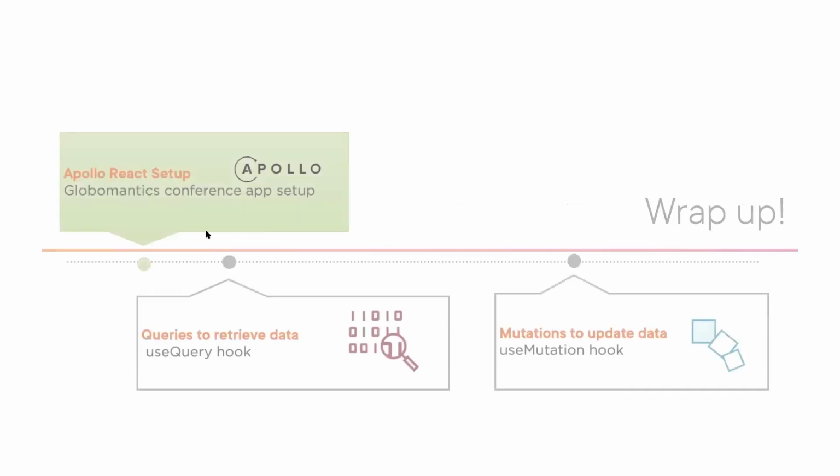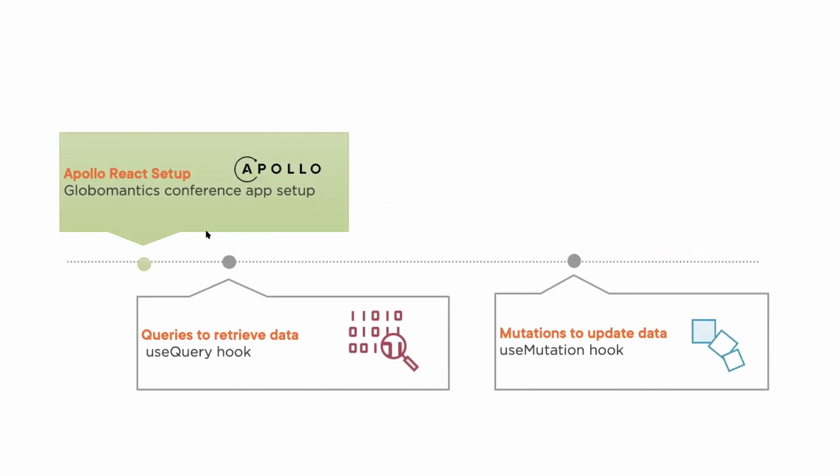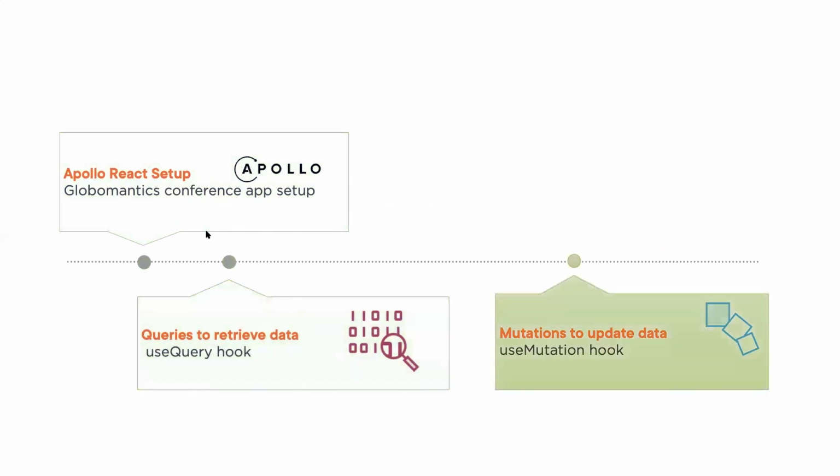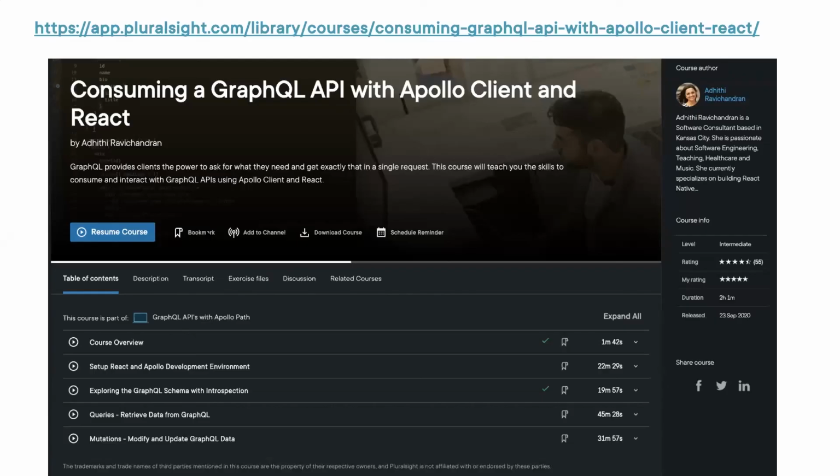We've reached the end of this talk, and we talked about the Apollo client and how to set up the Apollo client with a React application. We learned about queries, the use query hook, and we also talked about mutations using the use mutation hooks. And if you'd like to learn in depth more about this topic, I do have another course on Pluralsight, which is Consuming GraphQL API with Apollo Client and React, where I talk about all of the stuff we just did and more. It's a 2-hour course which goes in length and depth about this topic. And I also use the same Globomantics app, so you can have reference to that.